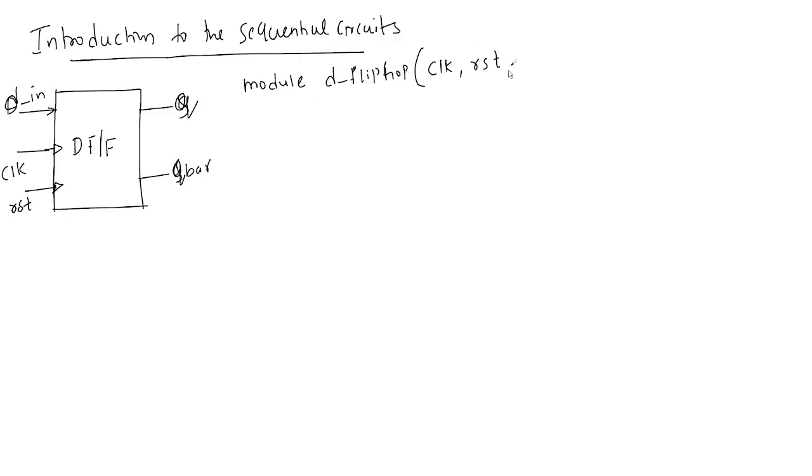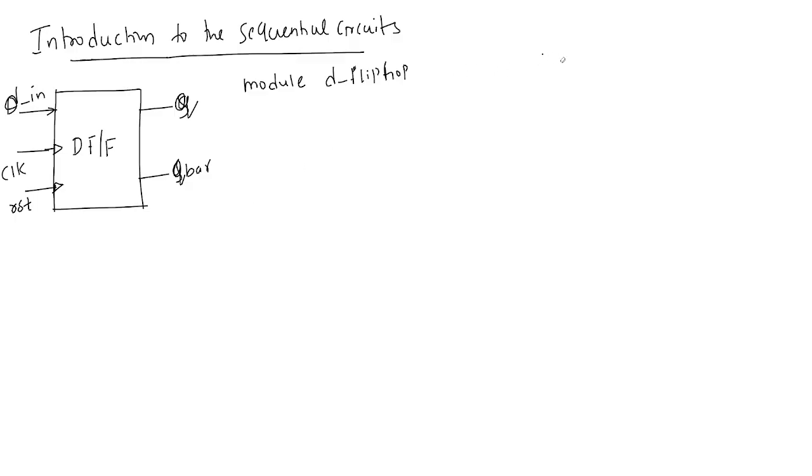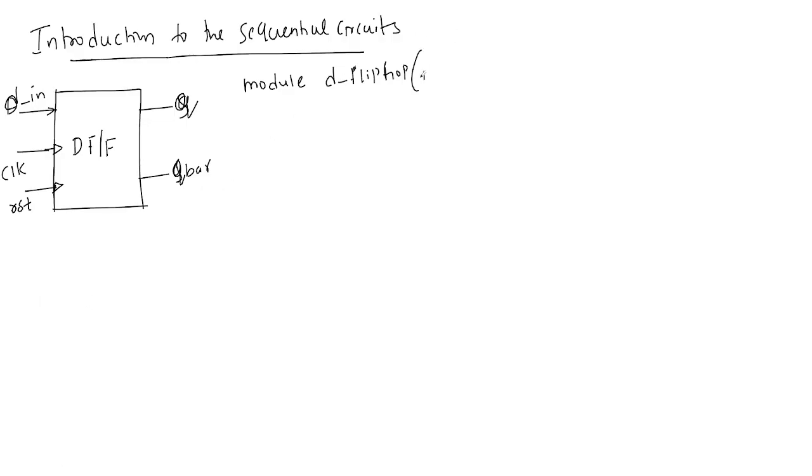So input is d_in and you need to declare the outputs. You can declare within the bracket itself. So here I'm declaring d_flip_flop with inputs clock, reset, d_in, and outputs q and q bar.